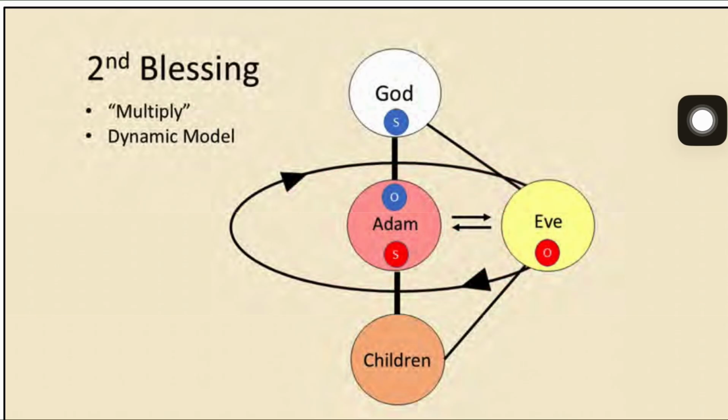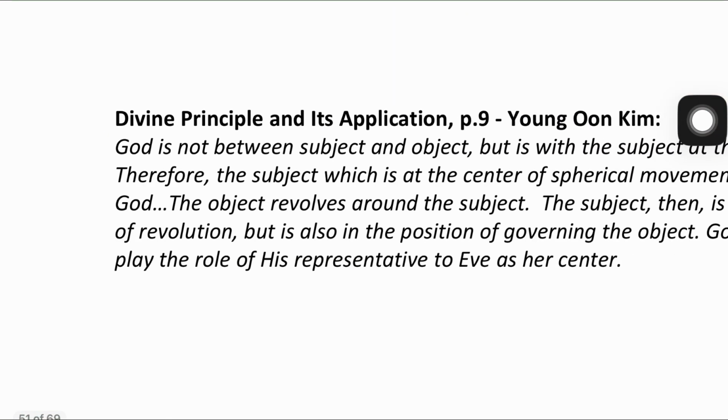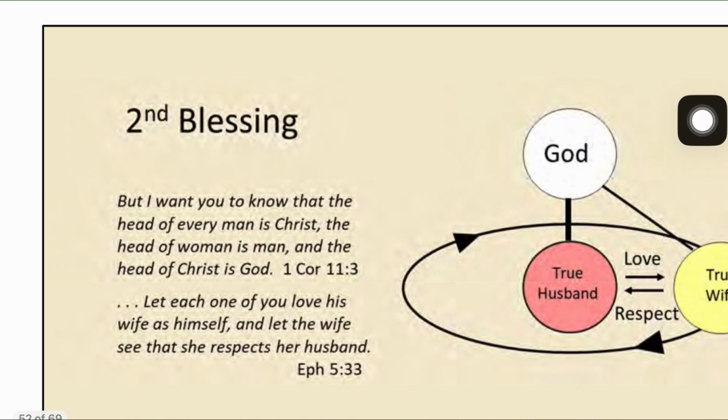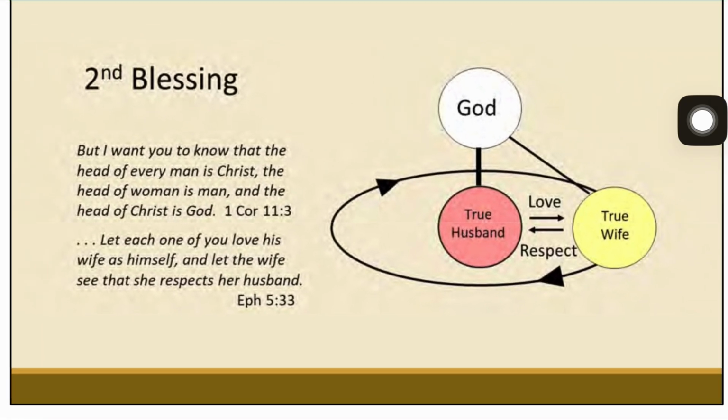So, if they can do that together, centering on God, then they can multiply children of God. Meaning, God's children, no? The seed of God or the lineage of God can be multiplied through Adam and Eve. That is the second blessing. So, here, what is this second blessing here?